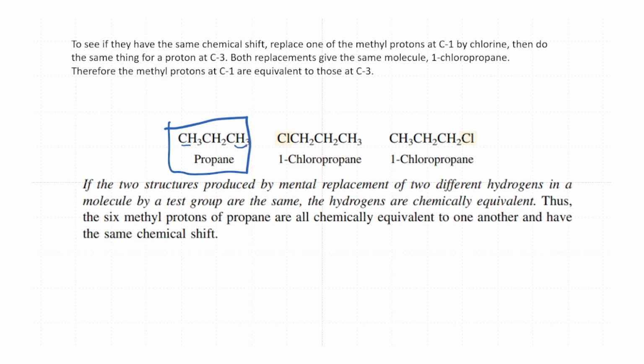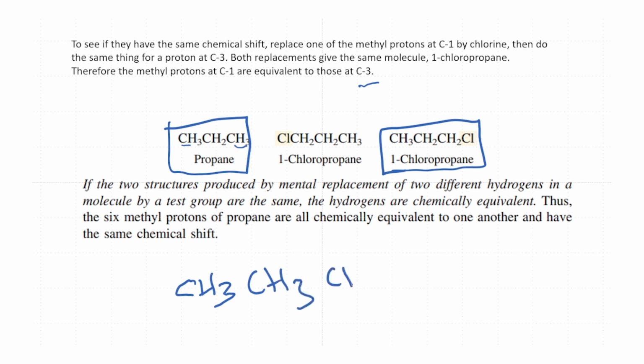Now I do the same exercise on the other methyl group, at carbon 3, where I replace one of the hydrogens by chlorine, and I get exactly the same molecule, 1-chloropropane. So if the 2 structures produced by a mental replacement of 2 different hydrogens in a molecule give you the same molecule, then the hydrogens are chemically equivalent. From this exercise, we can figure out that the methyl groups of propane are identical.